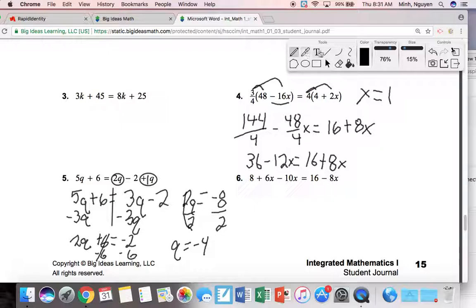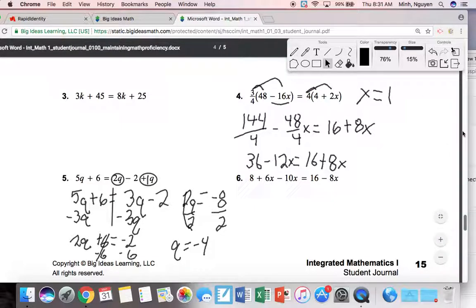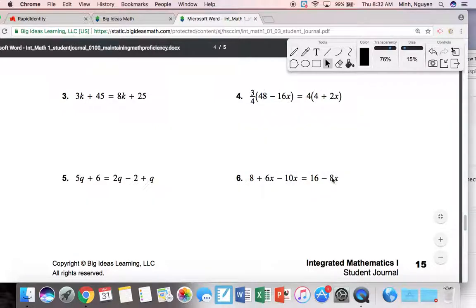Feel free to check your answers if you are unsure. I am positive that it's, well, 5 times negative 4 is negative 20. Negative 20 plus 6 is negative 14. 2 times negative 4, so we're looking for negative 14, right? So 2 times negative 4 is negative 8. Negative 4 over here is just a negative 4. Negative 8 minus 2 is negative 10. Negative 10 minus 4 is negative 14. Great.